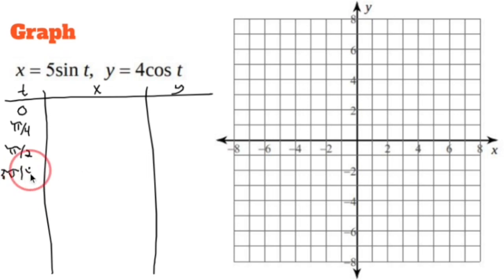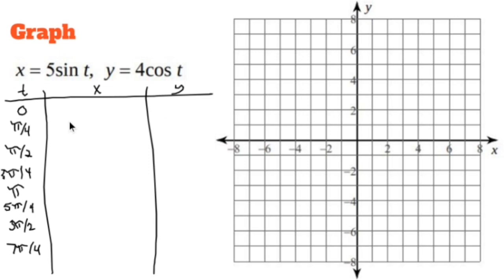All right, so I'll plug in pi, I'll plug in 5 quarters of a pi, I'll plug in, what's next? 3 pi over 2. I'll plug in 7 pi over 4. And that should get me where I need to be.